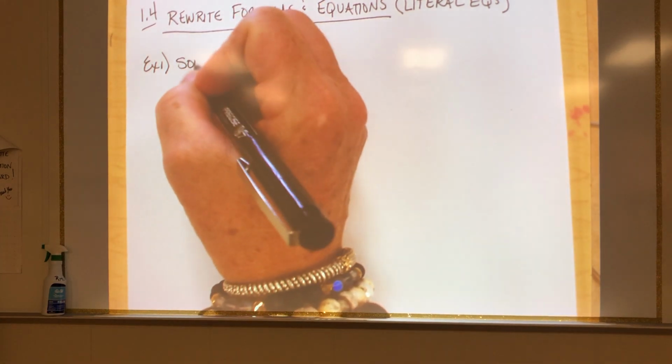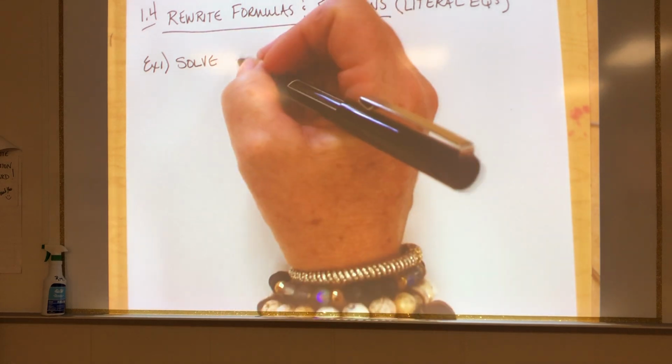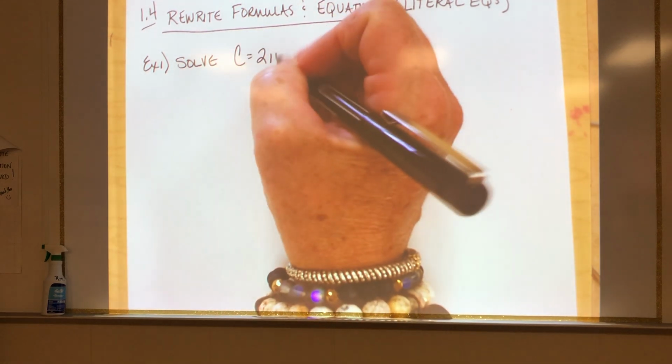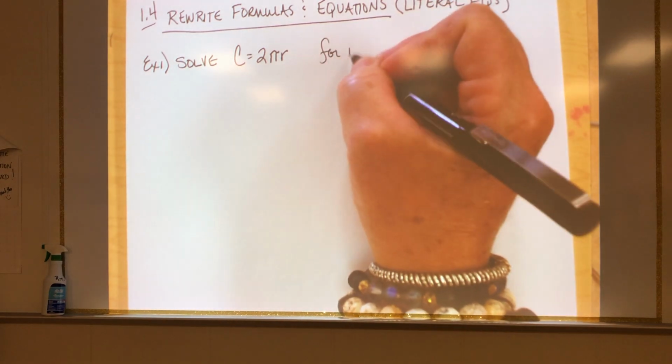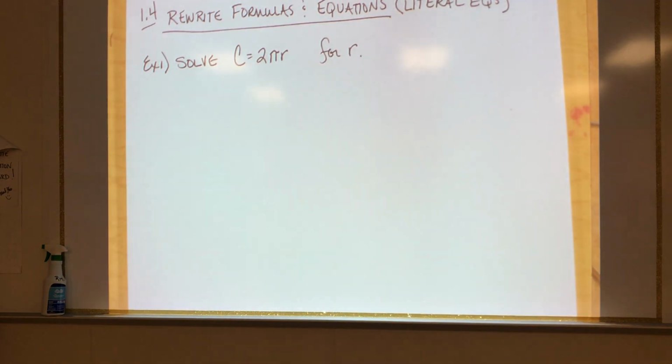So solve C is equal to 2 pi r. What's that the formula for? Circumference of a circle is equal to 2 times pi times the radius. Okay, and we are going to solve for r. And I'm so glad I wrote that because now I need to tell you some news.